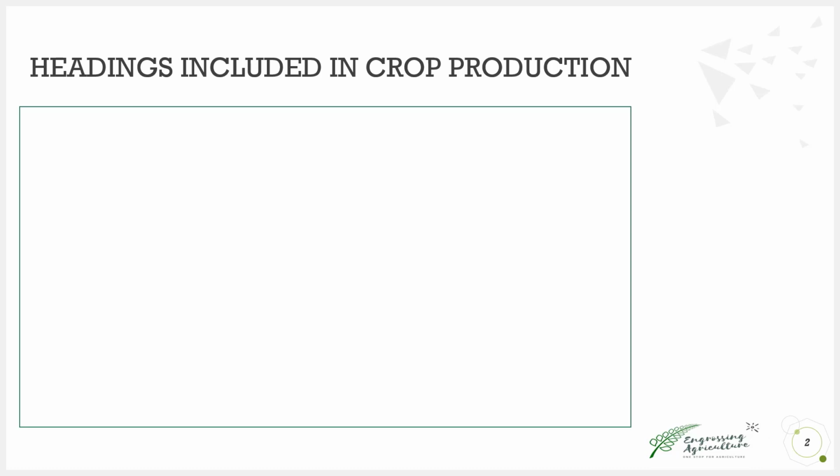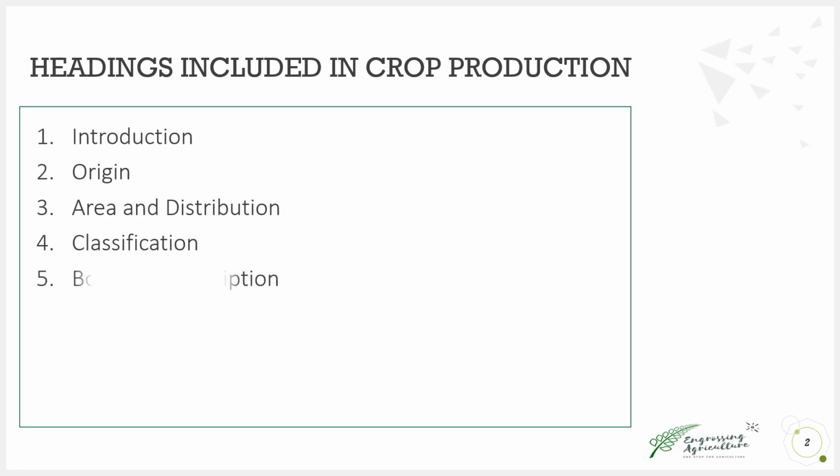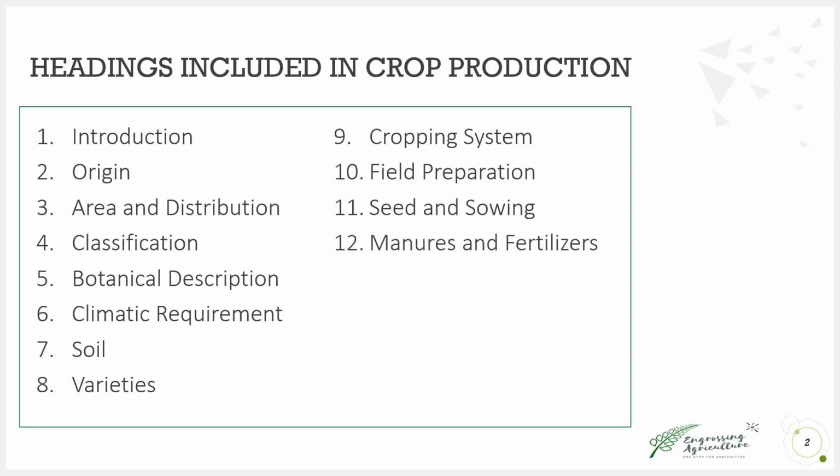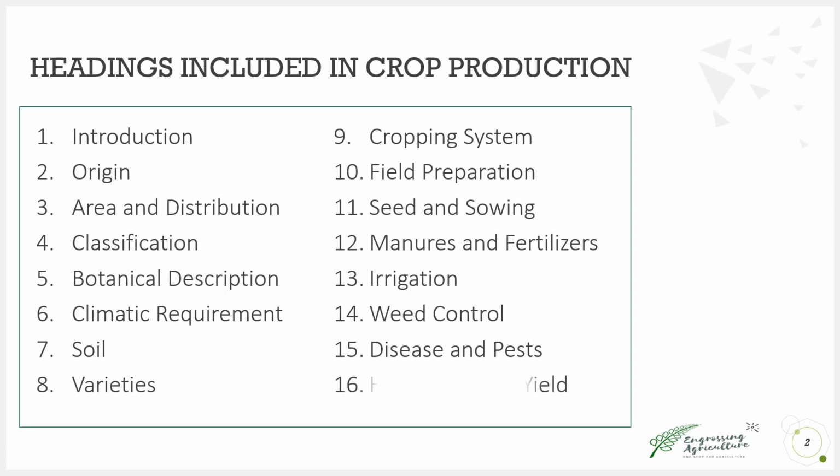Introduction, origin, area and distribution, classification, botanical description, climatic requirement, soil, varieties, cropping system, field preparation, seed and sowing, manures and fertilizers, irrigation, weed control, disease and pests, and last, harvesting and yield. We will go through each of the headings one by one.